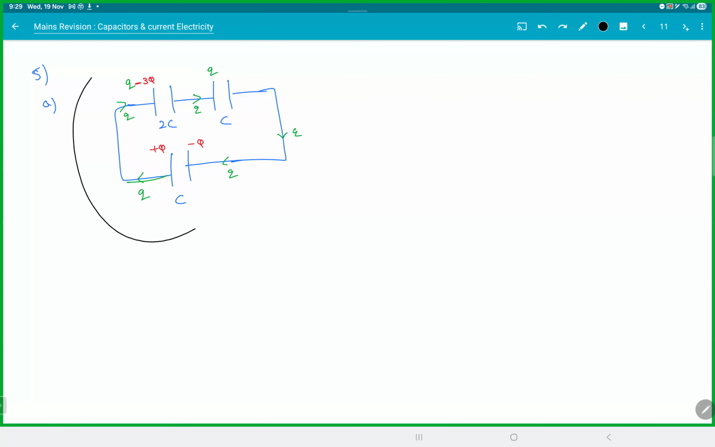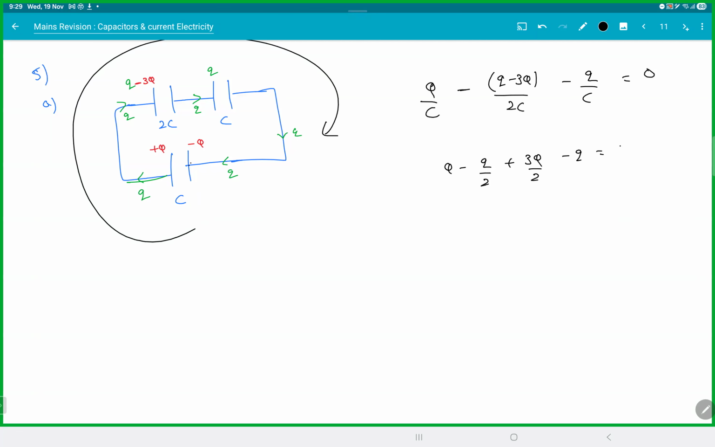I'll start from here. So apply Kirchhoff's loop law. You're going from negative to positive plate, the potential will rise, Q by C. Then let's assume this is positive, the signs will take care. Q minus 3Q by 2C, then minus Q by C equal to 0. Done, you'll get the answer from here. C goes off: Q minus Q by 2 plus 3Q by 2 minus Q. 5Q by 2 is equal to 3Q by 2. Q is equal to 5Q by 3.